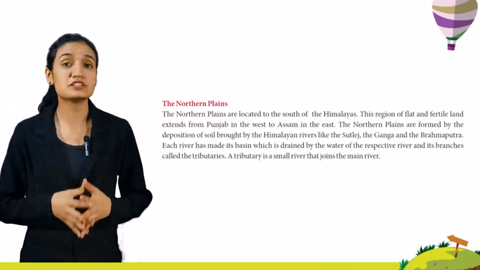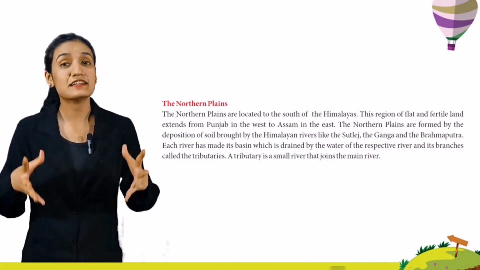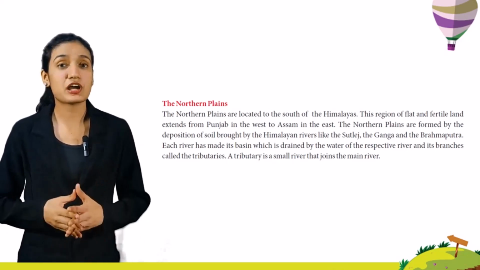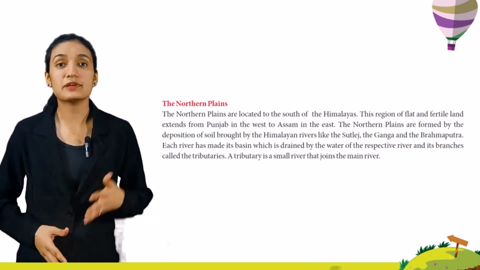Northern plains are located to the south of the Himalayas. This region of flat and fertile land extends from Punjab in the west to Assam in the east.